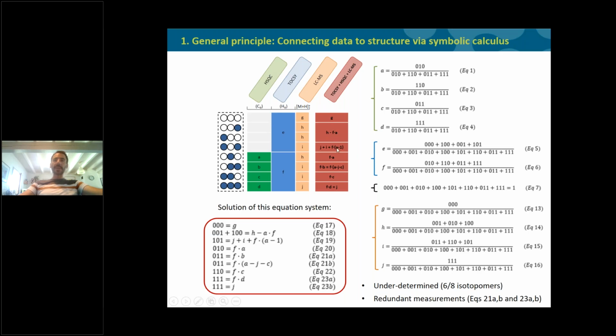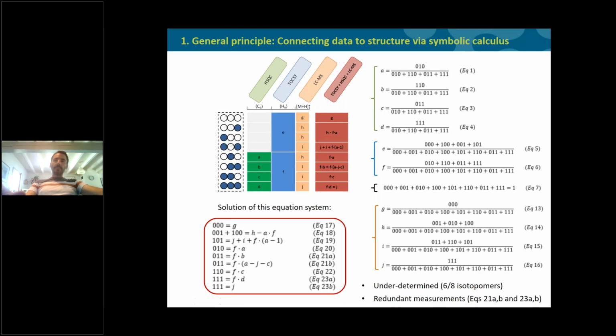We can quantify 6 isotopic species of the 8 existing for alanine, and this time we have redundant measurements. That means for some species, for instance, the species doubly labeled in positions 2 and 3, we have 2 different formulas which come from 2 different sets of measurements to quantify this species.